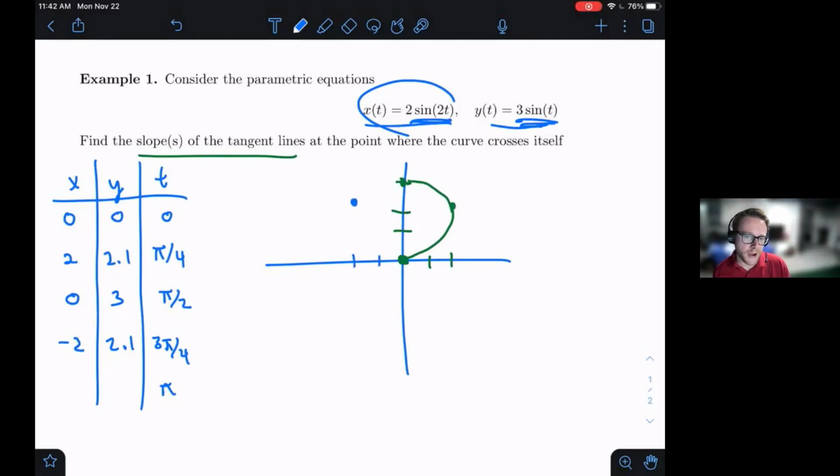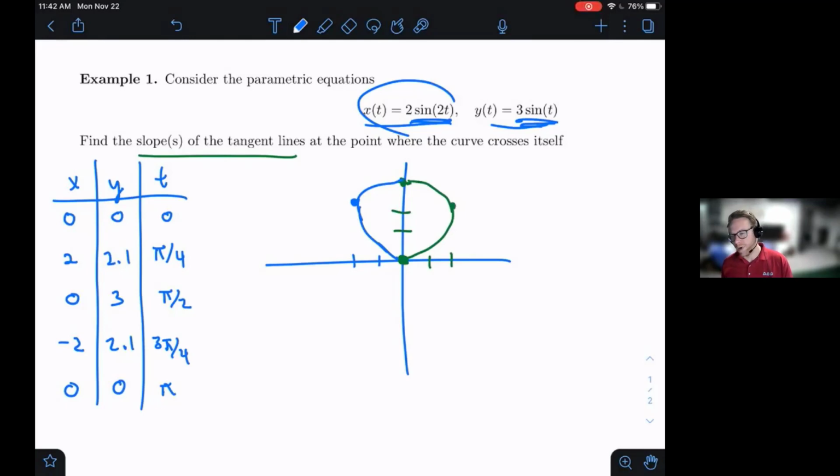And then finally, when I plug in pi, we're going to get the y value, 3 sine of pi. Well, sine of pi is 0. And the x value, 2 sine of 2 pi, right? Also, the sine value there is 0. So multiply that by 2, you still get 0. And so you can see here at pi, we actually hit this 0, 0 again, right?